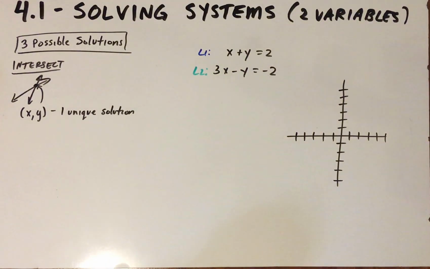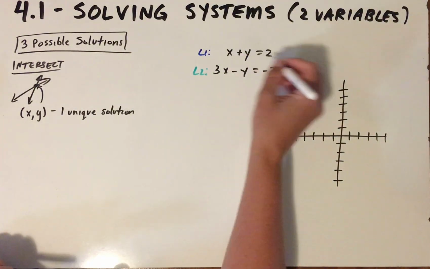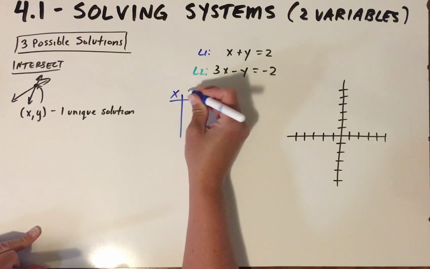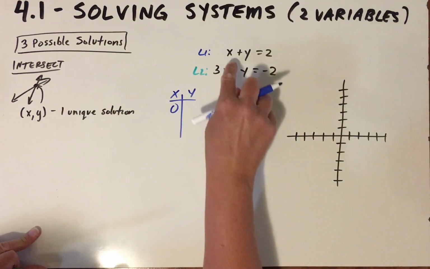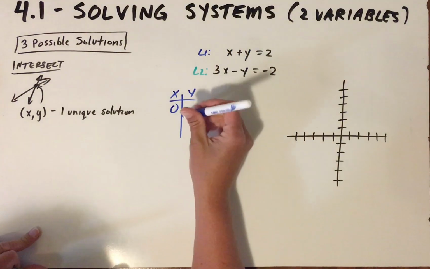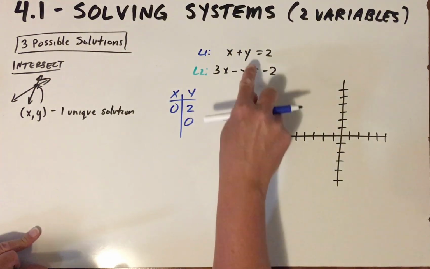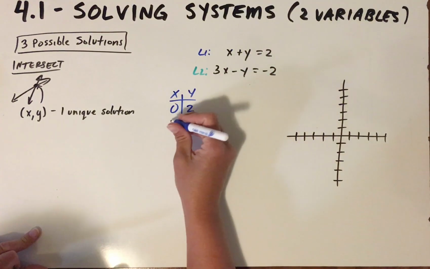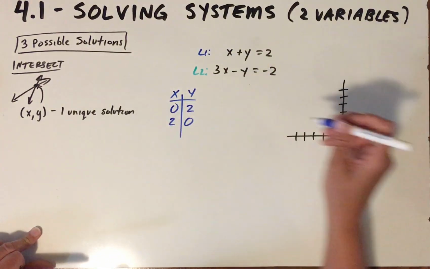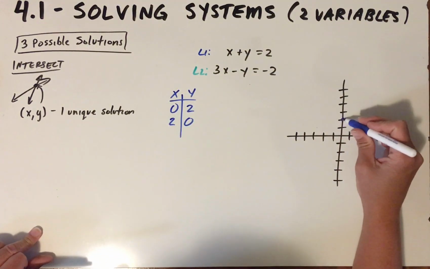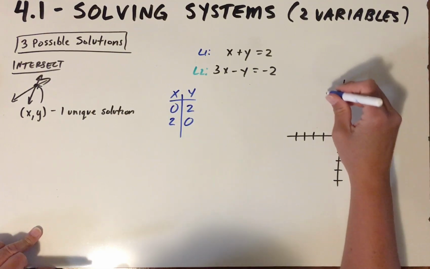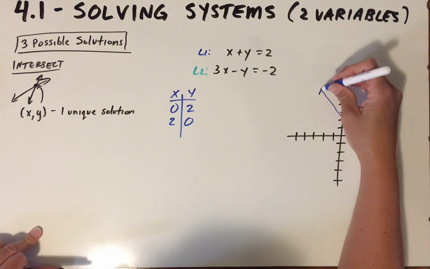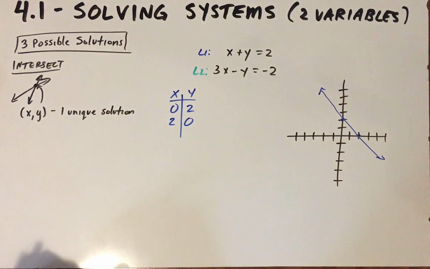Okay, if I want to graph these, for the first line I'm going to use intercepts. When x is 0, this goes away, and y is 2. And when y is 0, this goes away, and x is 2. So I've got the point 0, 2, which is right here, and the point 2, 0. So this line looks like this. My line 1 looks like this.